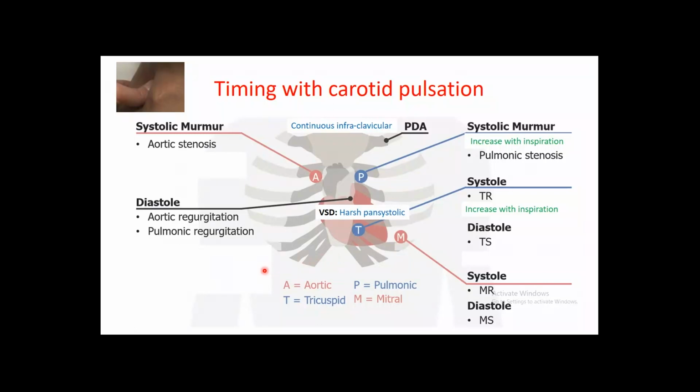Last thing is commenting on the intensity of the murmur. To simplify this issue, if we have a murmur and a thrill felt over the site of the murmur, this is automatically grade 4 plus. If no thrill, this is most probably grade 3.